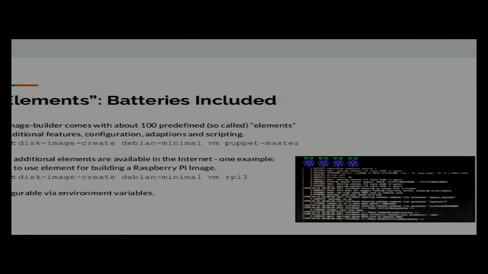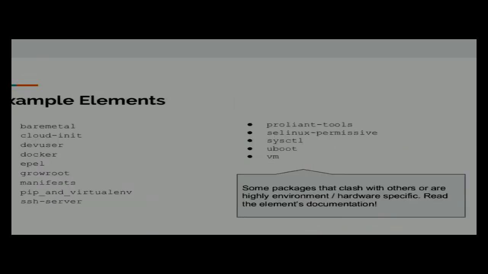So for example, if you want to install an image for a Raspberry Pi, you can grab it from the internet, specify Raspberry Pi, and you get an image for the Raspberry Pi. Here are some example elements, really a small set of examples. I don't want to go into detail here. There are a lot of things you can just put into your VM directly during creation.